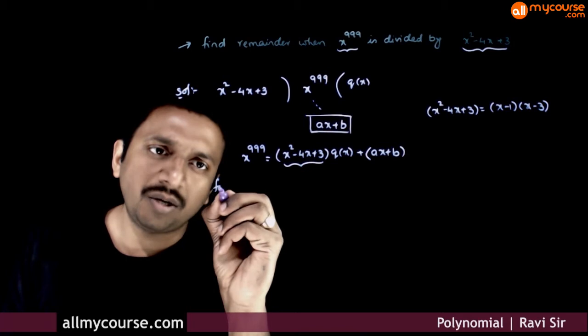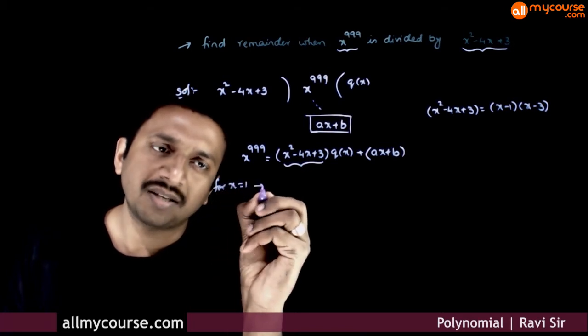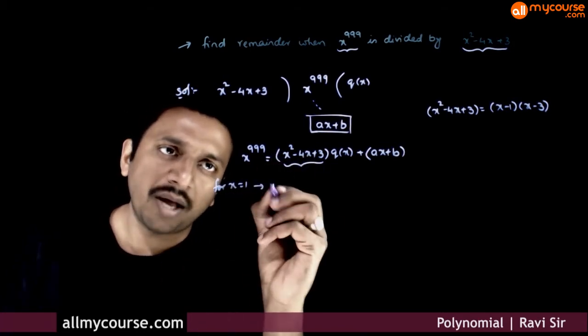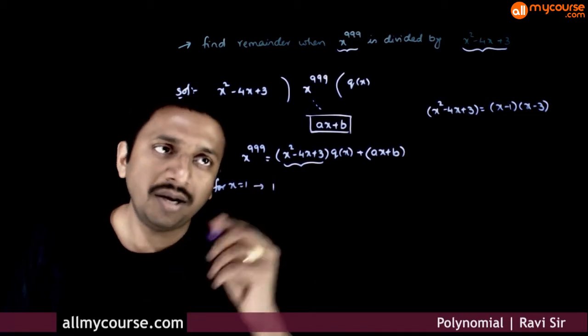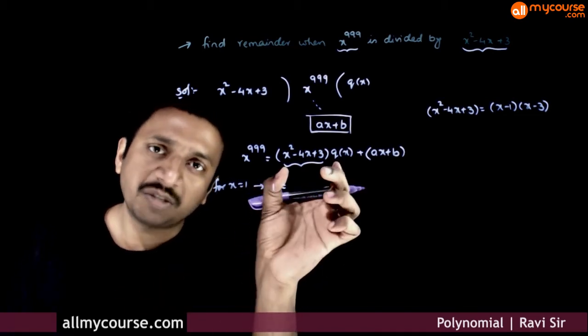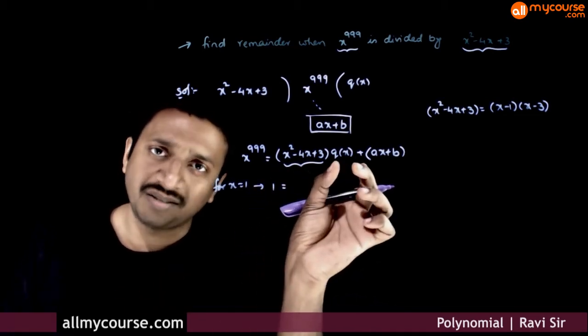For x is equal to 1, what does this equation become? 1 power 999 is 1, is equal to, so this becomes 0. 0 times q of x is 0.